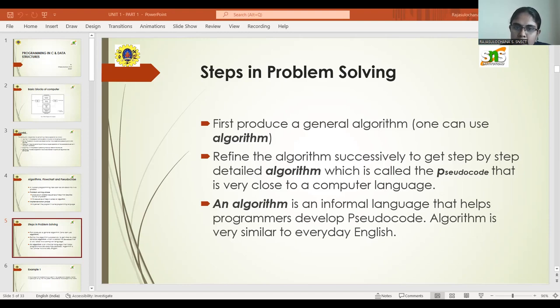First, what is an algorithm that we have discussed earlier? It's a step-by-step sequence of instructions that is used to solve a particular problem. It is called an algorithm. In other words, it can be defined as an informal language that helps the programmers in solving a problem. And this algorithm will help the programmer in developing the pseudocode. Based on this pseudocode, you will implement the program. So this algorithm is similar to the everyday English language that we used to talk.